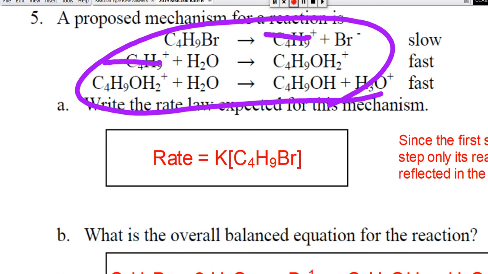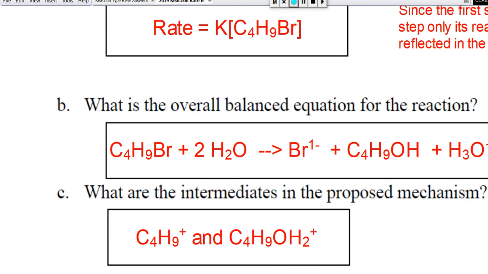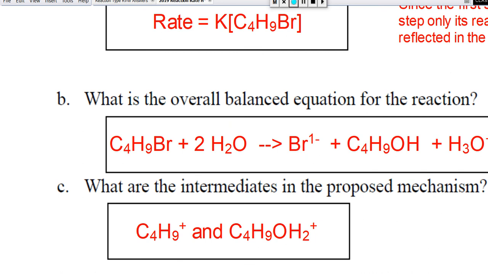C4H9+ is made and then used, and then the same thing occurs with this compound here, which has no name that I can fathom. The C4H9OH2+ is made and then used. When something is made and used, like those two compounds are, we call them an intermediate. So that's actually the answer to C, that those two pieces are intermediates. They get produced halfway through a reaction and then used up later on in the same set of reactions.